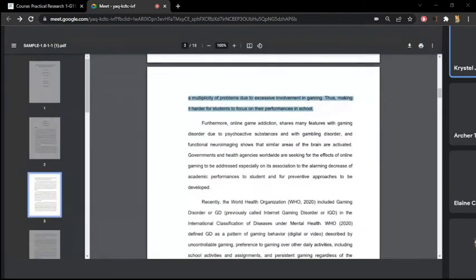Next, as you can see in the next paragraph, this is where the researchers discuss the definition of online game addiction. They define it as an alarming disease, a mental health illness. They mention that it shares the same features with gaming disorder due to psychoactive substances or with gambling disorder. So it's really alarming.